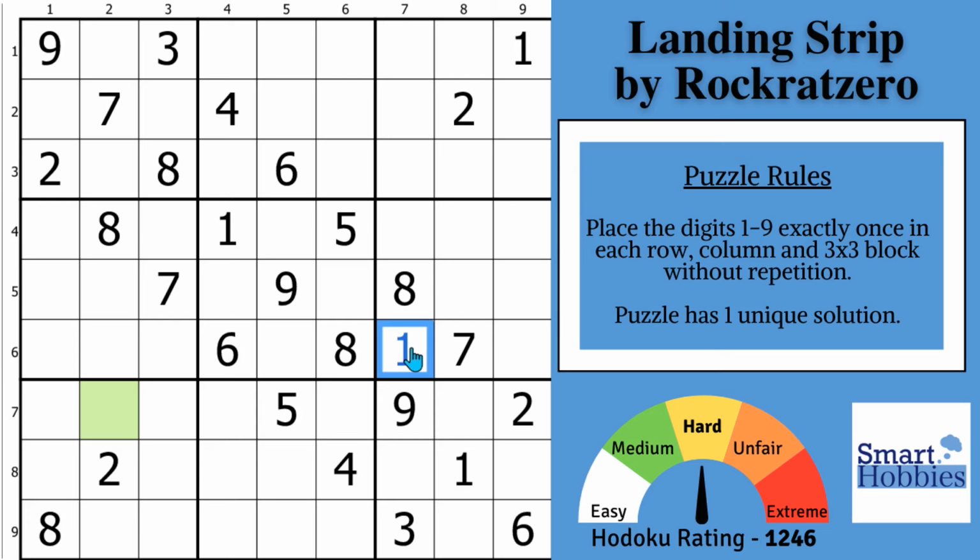Greetings, friend. I'm continuing my best of 2024 series with this gem of a puzzle by Rock Rat Zero. Kind of looks like a landing strip. I know Rock Rat likes airplane and space and flying references. Thank you, Rock Rat Zero, for this amazing classic Sudoku.